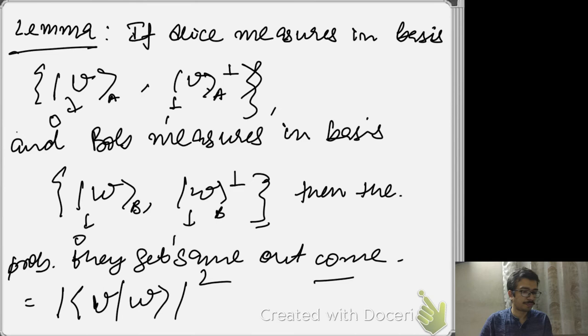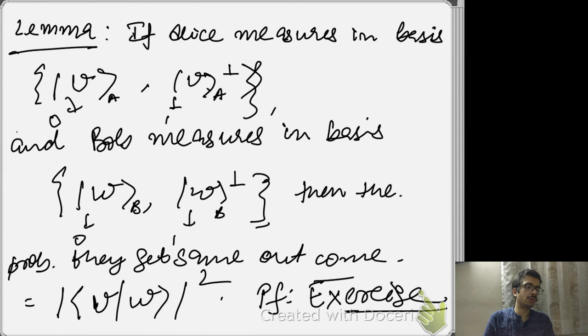And the proof is again left as an exercise. So you all must try this exercise. I'll try to post a solution to this as well. Now, what is this randomized strategy?